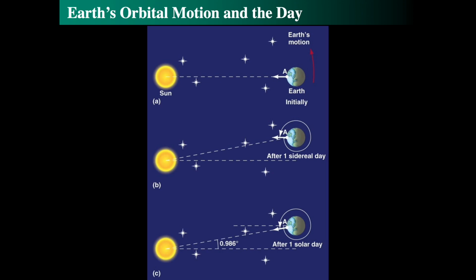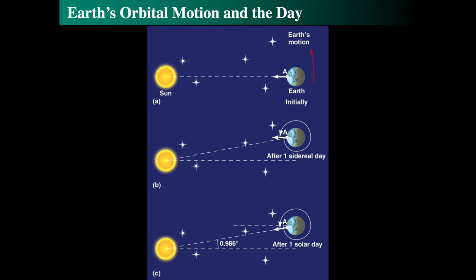So the stars themselves appear to come back to the same point in the sky in 23 hours and about 56 minutes. Now then, you have to move a little bit further around the circle, just about a degree, which is 0.986 degrees, which is about 4 minutes of time, to get to noon on the solar day in the bottom one. So those are the differences between those two things.